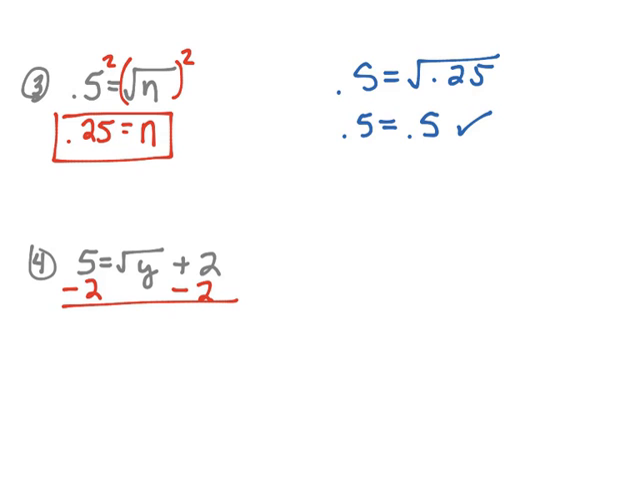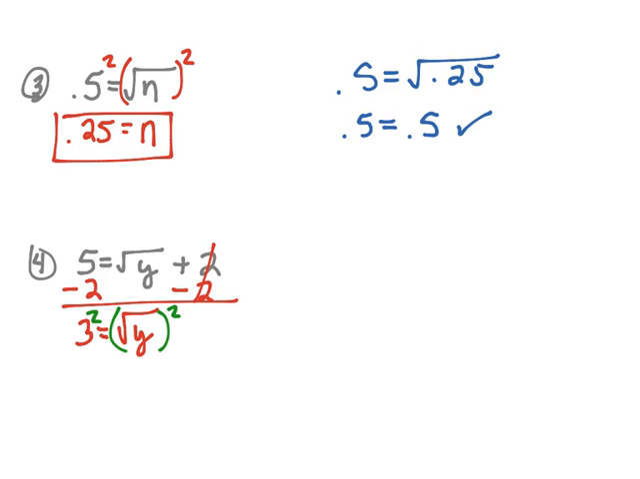So if I subtract 5 minus 2, I'm left with 3. And if I subtract 2 from 2, I have square root of y left over. I'm not quite done yet. Still got to solve for y. And what they're doing right now is they're square rooting that y. So what I'm going to do is the opposite of that, and that's to square. So I'm going to square both sides.